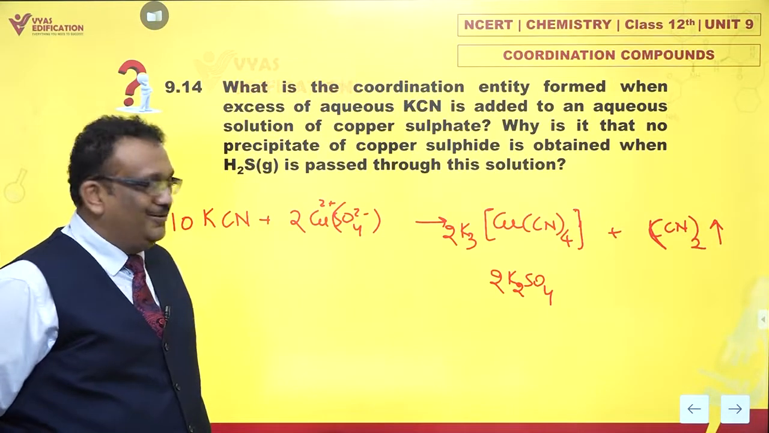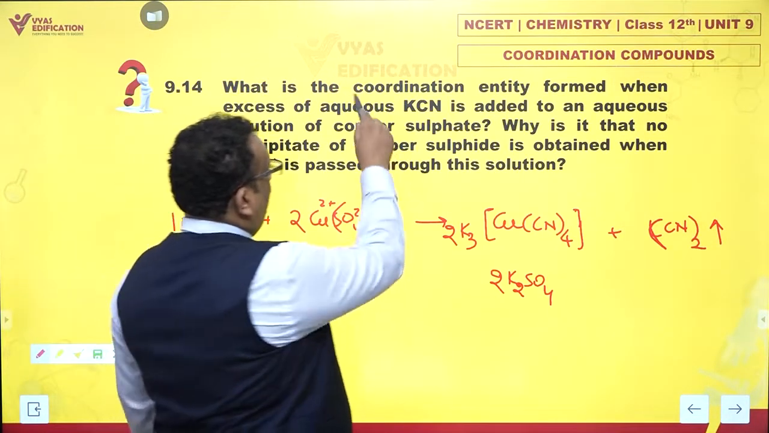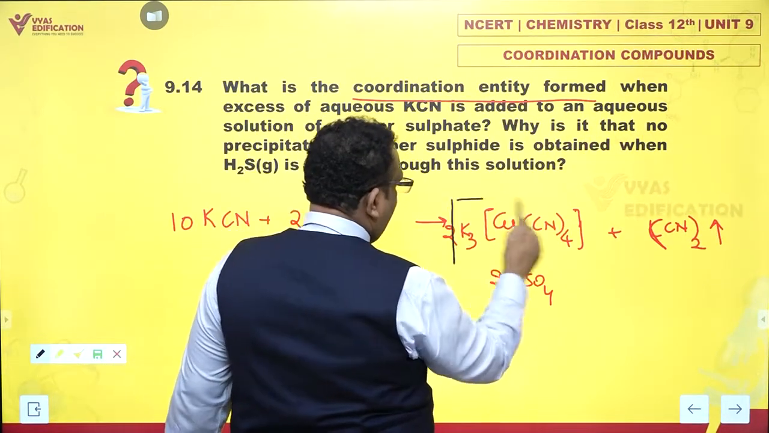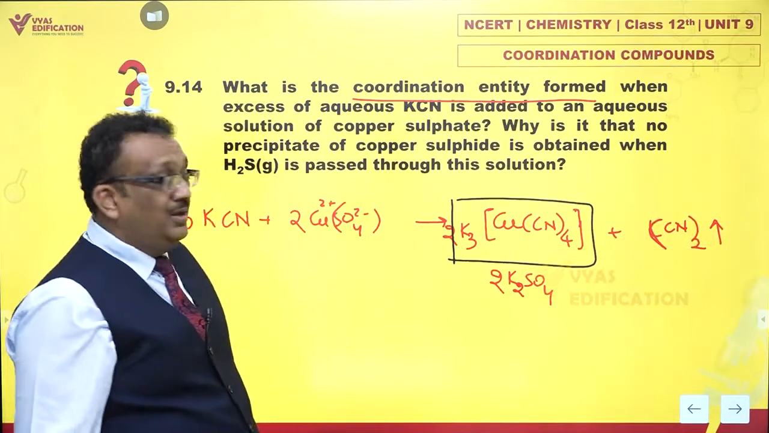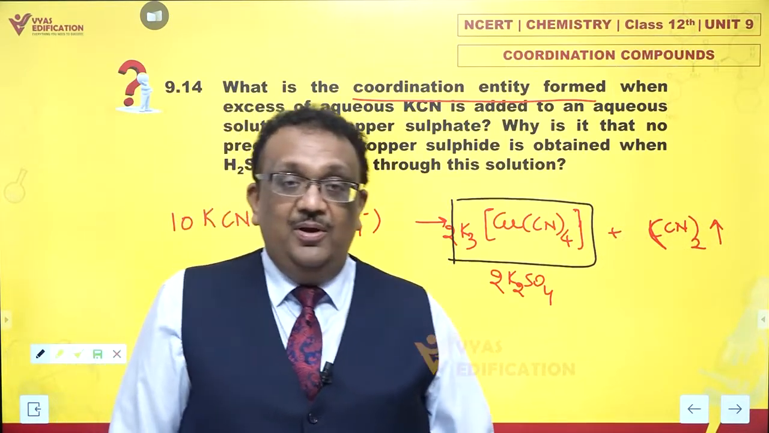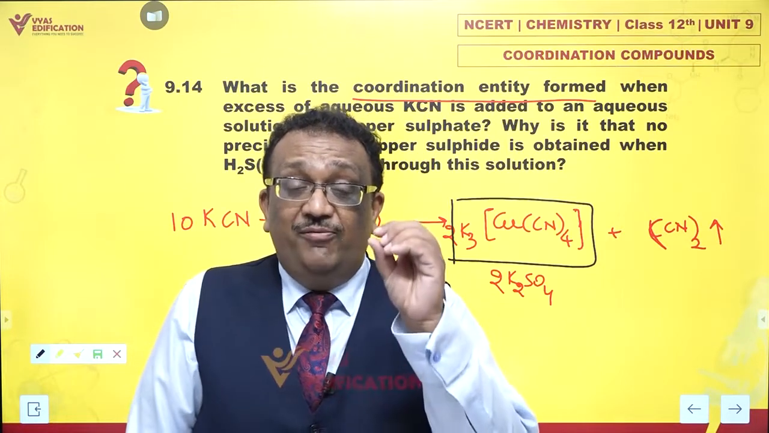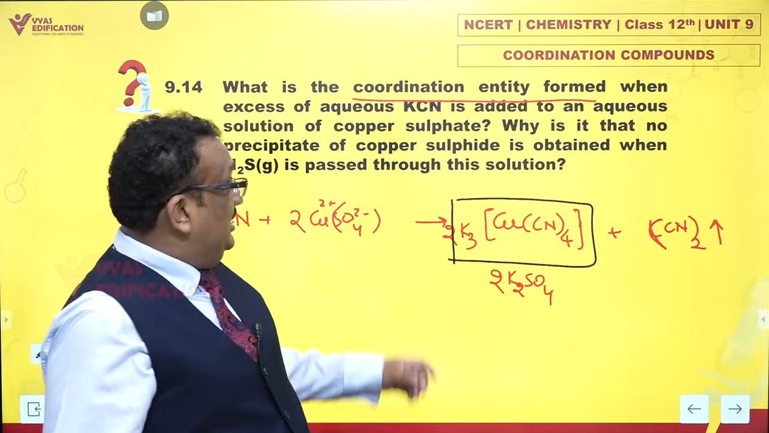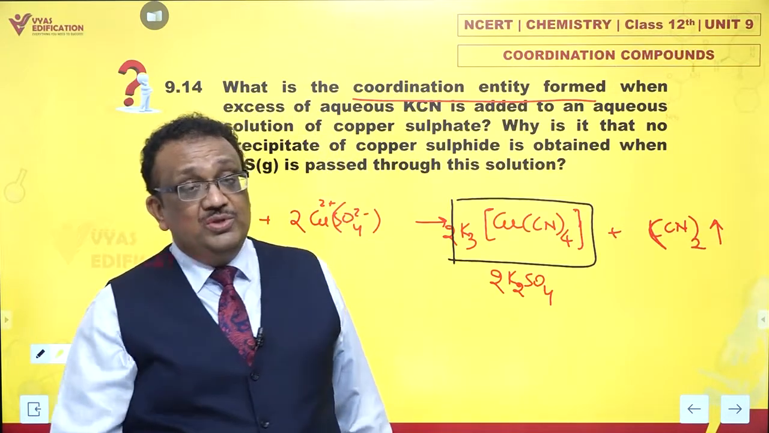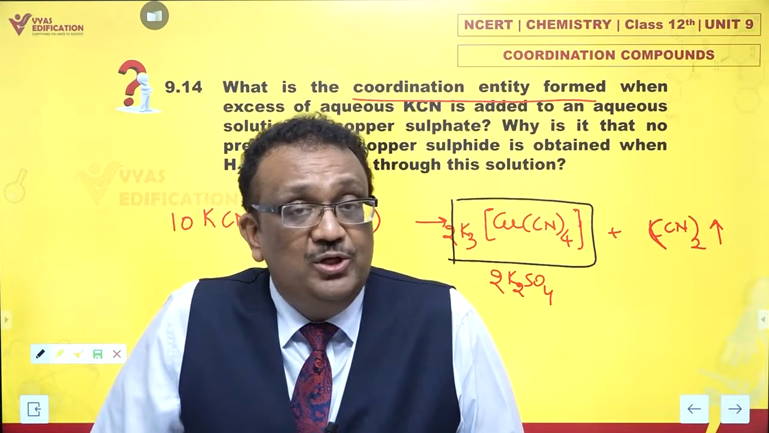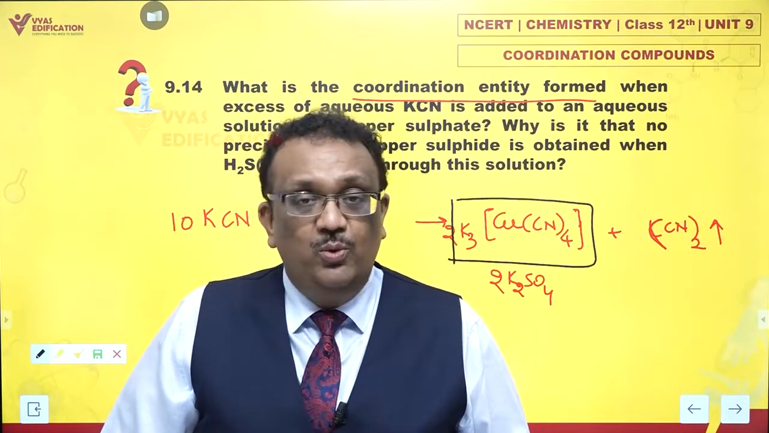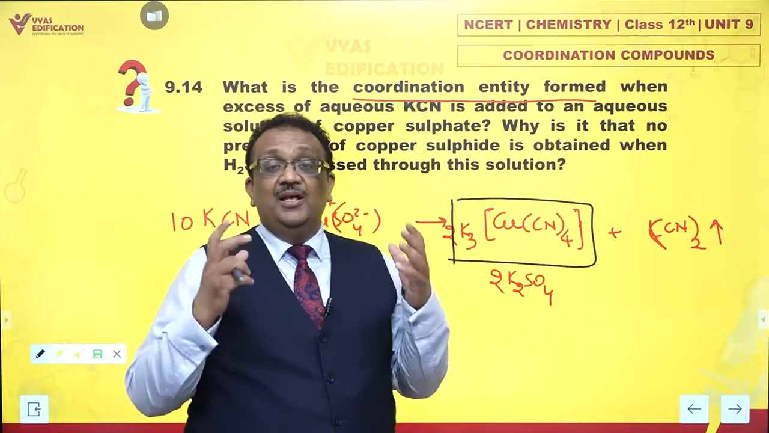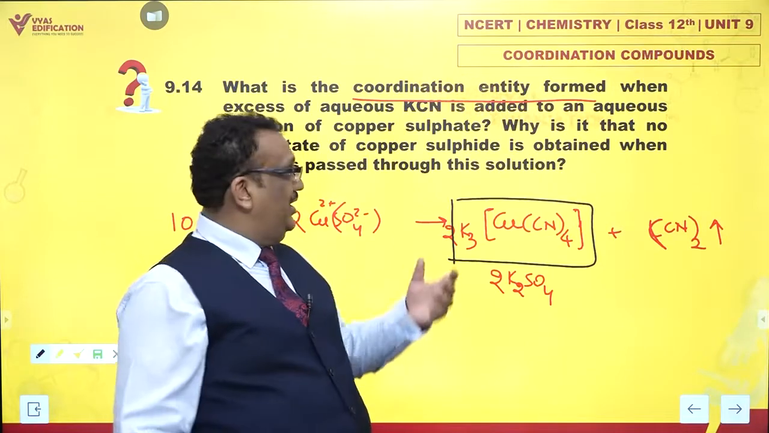Done. So the coordination entity formed is this, K3[Cu(CN)4]. Because it is very stable, the concentration of free copper ions in the solution is so negligible that when you pass H2S, although CuS is highly insoluble in water, there is absolutely no precipitation of Cu2S or CuS, simply because the concentration of free copper ions in the solution is very negligible. That is why no precipitation.